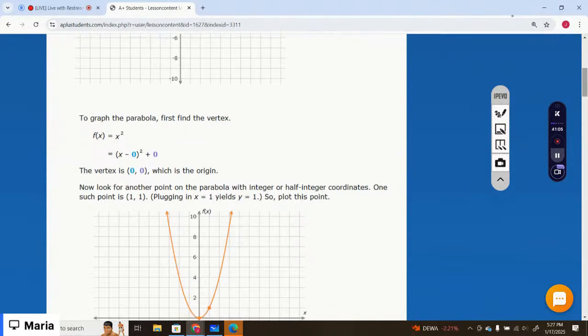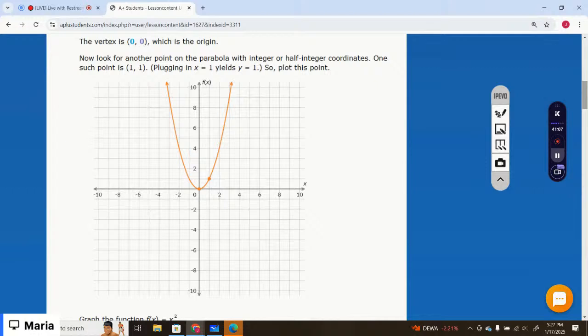Now you need to find two of the points on the parabola. So look at the point on the parabola where integer or half integer coordinates. One point is 1, 1. So here is the point 1, 1. So just join the point and make the parabola.